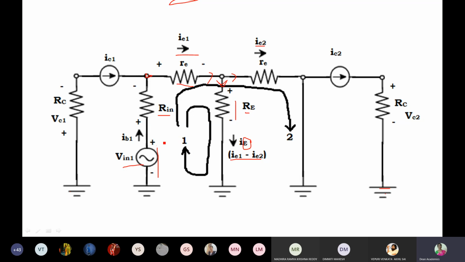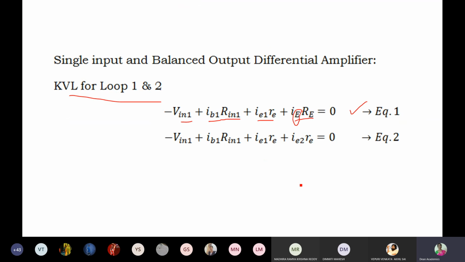Now when we take KVL for loop 2, what are the other terms we get? This term and this term, plus this term and again this term, equal to 0. Let me show you the second KVL also: Vin1 minus Vin1 plus IB1 into Rin1 plus IE1 RE. In the previous case we came down; now in this case we are going towards the right, that is IE2 RE in the circuit. Are you able to understand? Plus IE2 RE equal to 0. So this is equation 2.